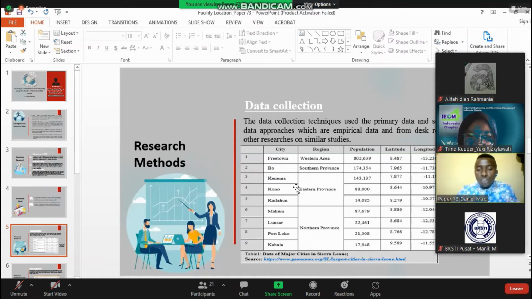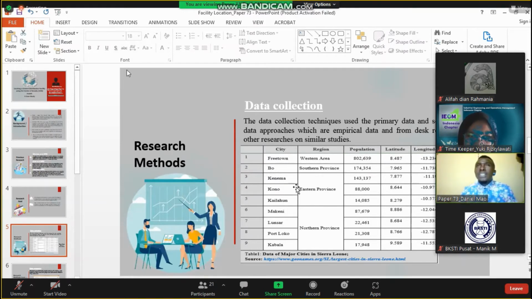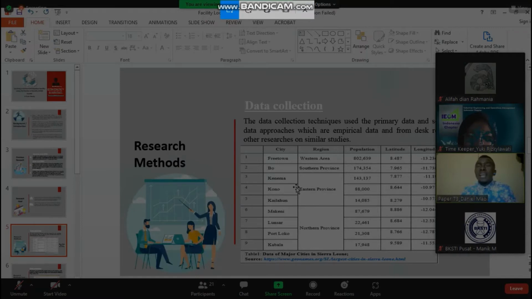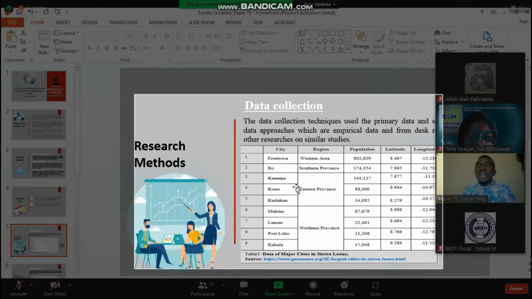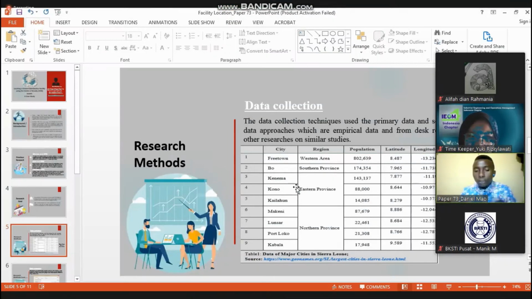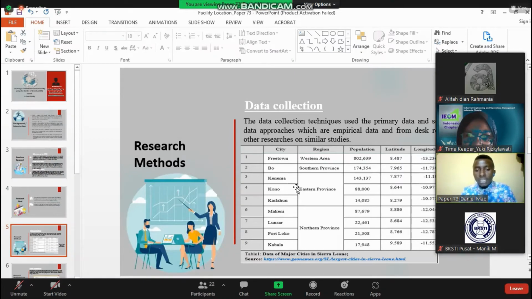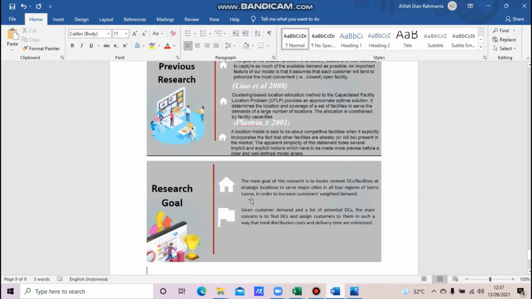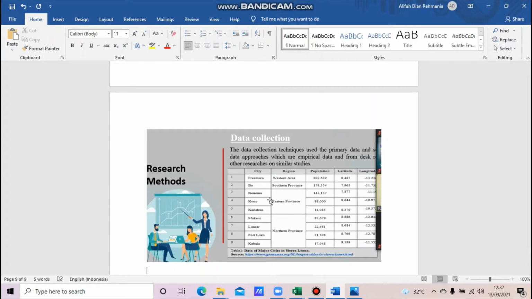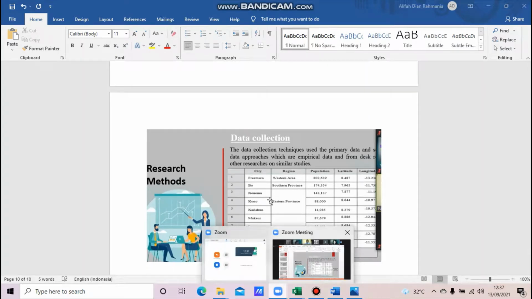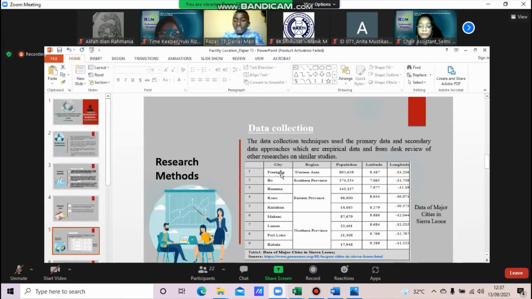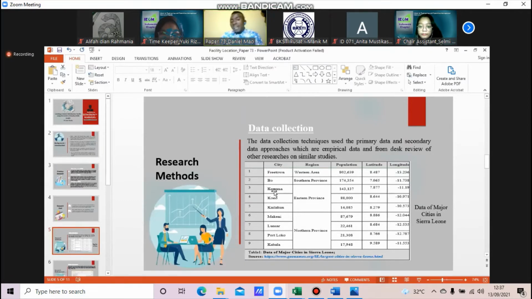This is the population and the region, and the longitude and latitude of major cities in Sierra Leone. I took into consideration 9 major cities. The first one is Freetown, the capital city of Sierra Leone. We have Bo as well, which is the second capital city because it is the second largest city.